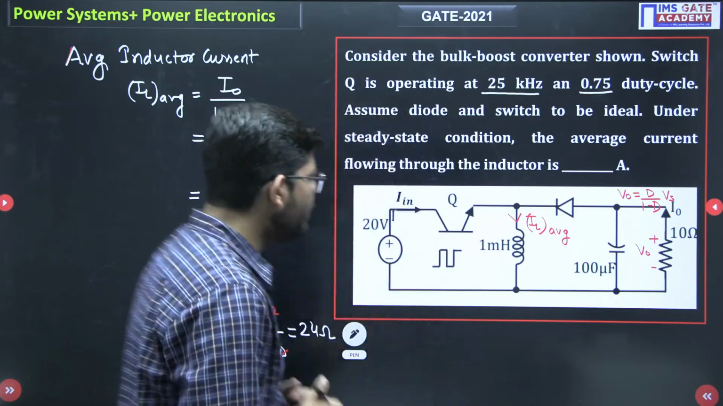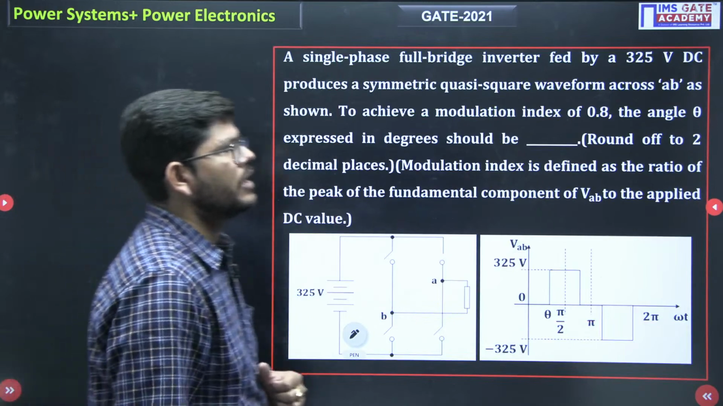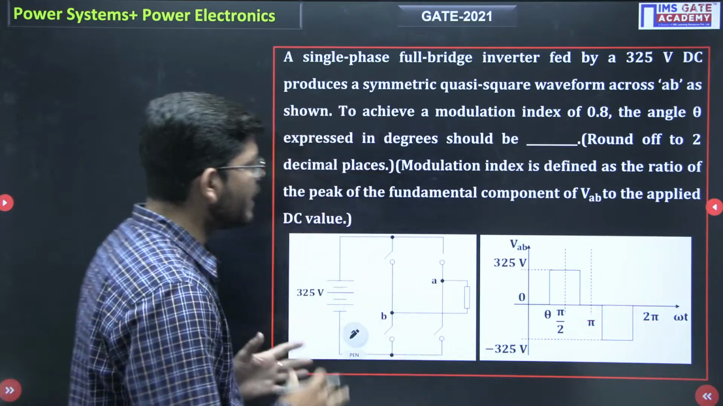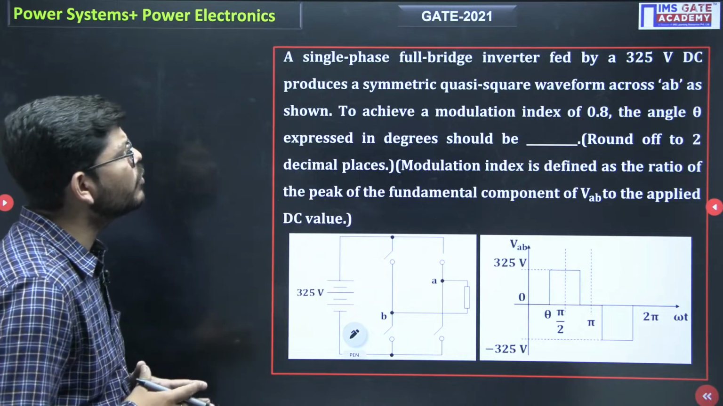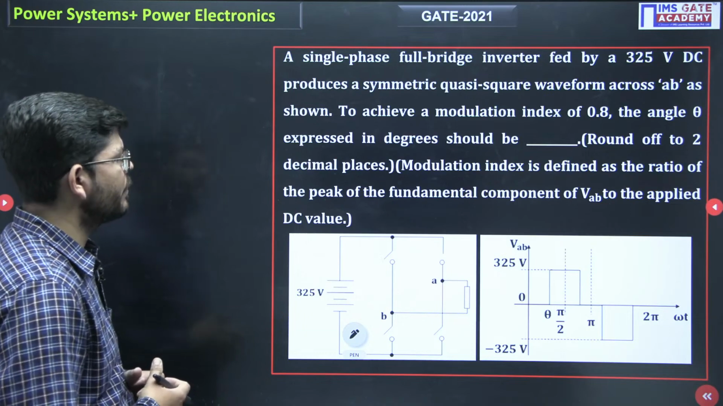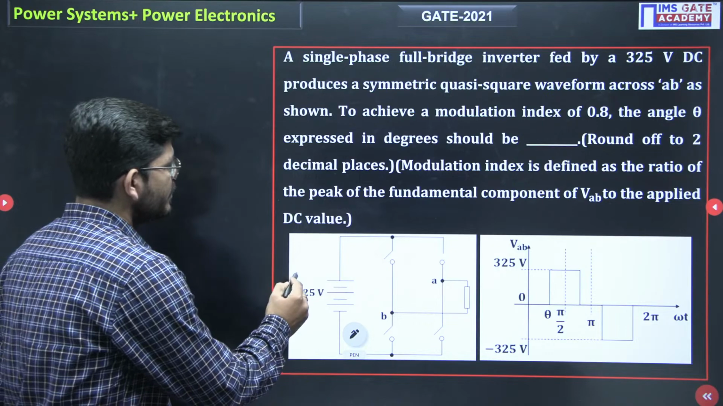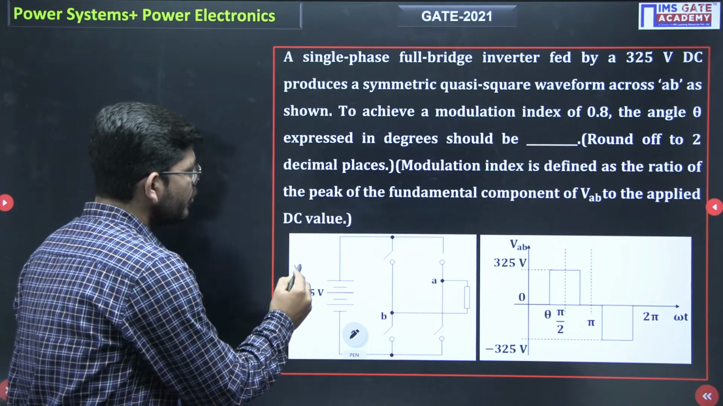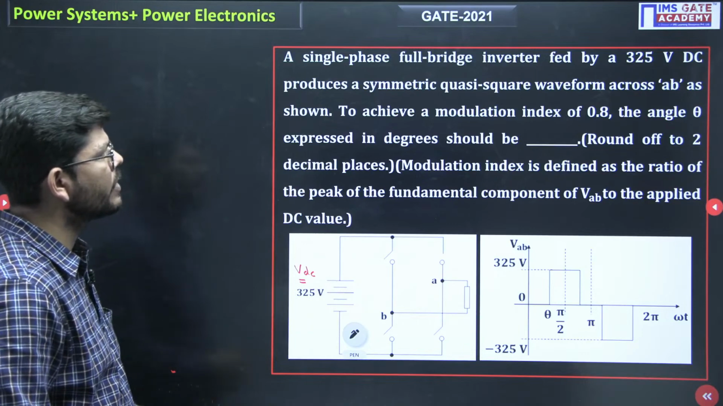So let me move towards the next question. This question is from inverters. It says a single phase full bridge inverter is fed by a 325 volt DC. So the source voltage is the DC voltage that we have. This is the VDC voltage, so VDC is equal to 325 volt.